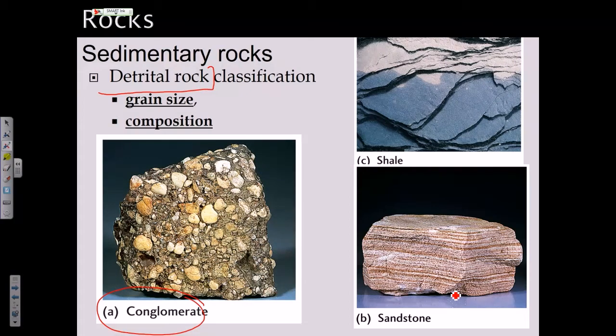We classify it based on its size, and then the next most important thing is the chemical makeup. What are the minerals that are in the rock? How do we classify the other two? Well, which one has the smallest grain size? Just give me a second to look.